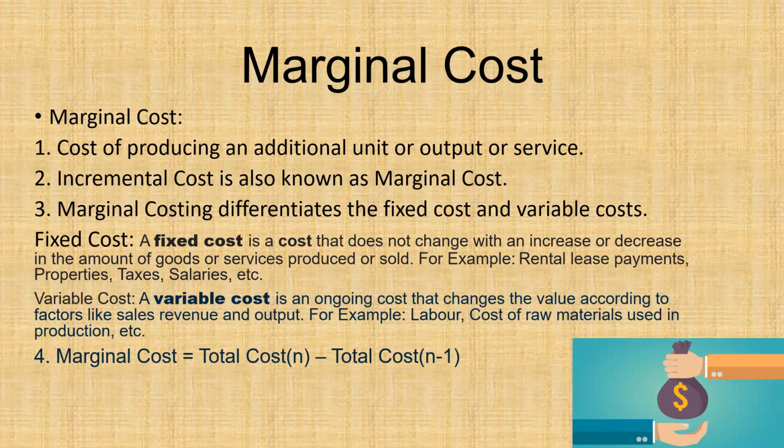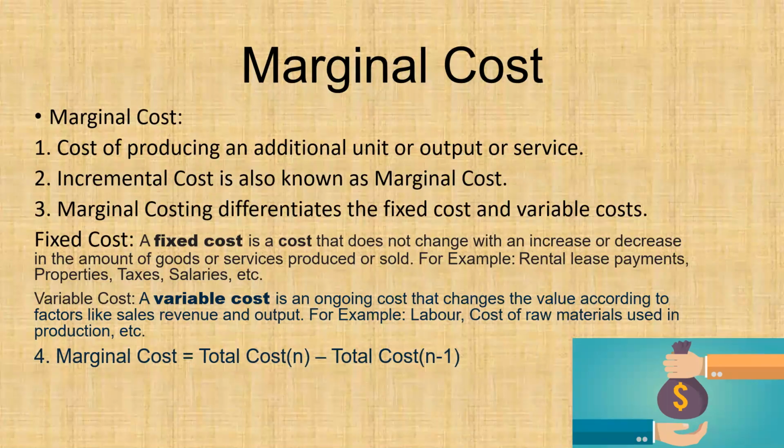Say, for example, properties, or maybe salaries or taxes or rental lease payments, etc. And variable cost is an ongoing cost that changes in value according to factors like sales revenue and output. Say, for example, the cost of raw materials used in production, which changes, right? And also labor, etc.